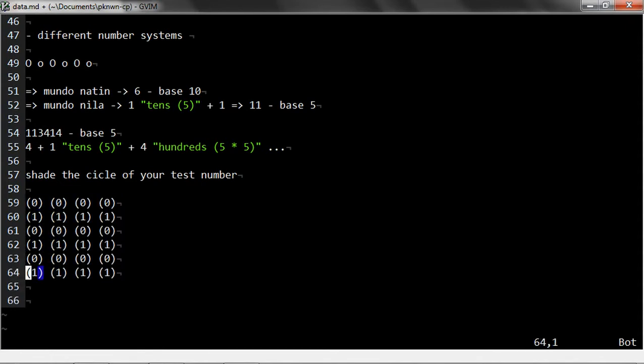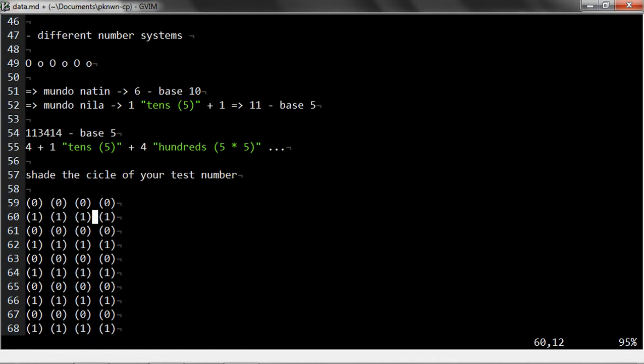Yung mga test na kailangan mong i-shade yung bilog. This is one way kasi yung shade natin, kunwari, na, makita tapusin ko muna to. Zero. Zero. Two.